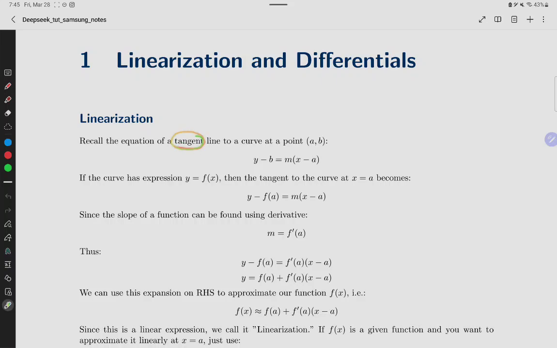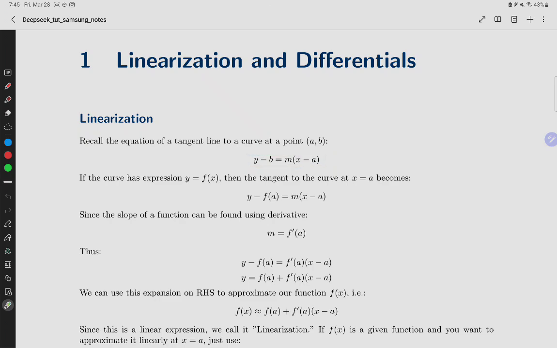If you remember the equation of a tangent line for any point A and B, where A is your x-axis part and B is your y component, the equation of the line is given as y minus y1, which is this y component, equals m, the slope, times x minus x1, which is this x component. So this is the equation of the line that we have studied in pre-calc.